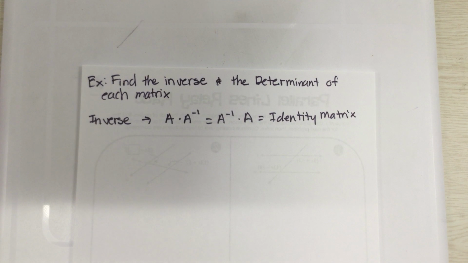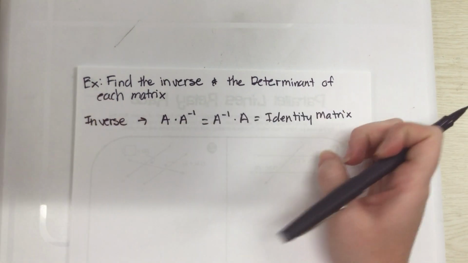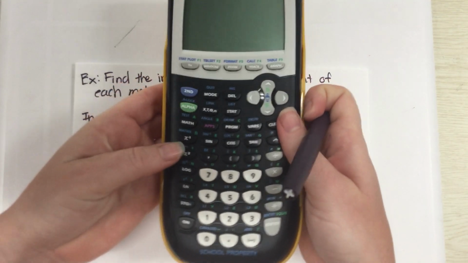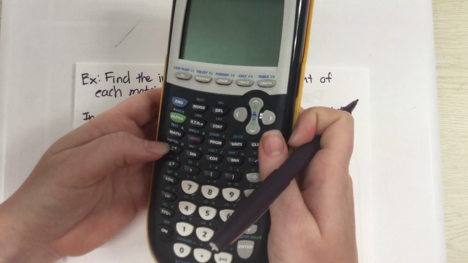So the inverse is going to be this A to the negative 1. That's how we're going to denote it. And where you're going to find that on your calculator is this x to the negative 1 button, right where the matrix is. You're going to use that to find the inverse.